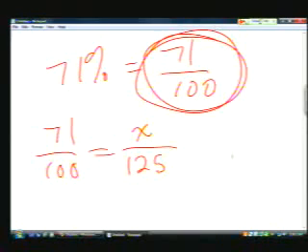So your current net worth is $125,000. This is an example of a proportion. So in this proportion, we're going to solve for x. Now, a little bit of danger around the corner.